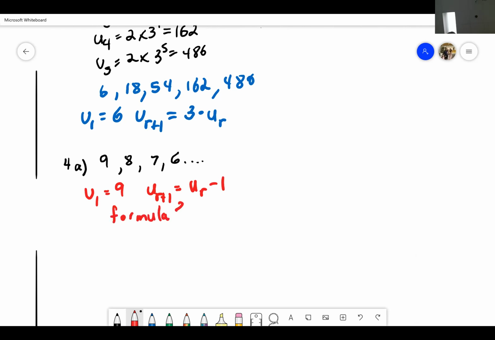Could you make a formula instead, where I say u of r? That would be the formula. So could we find a formula where you put 1 in there for the first term and you get 9, and you put 2 and you get 8, and you put 3 and you get 7, and so on? Could you figure out a formula for that?